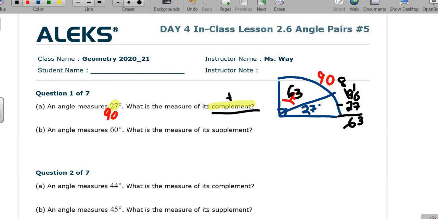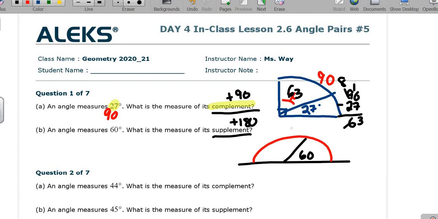Complement means adds up to 90 degrees. Two angles that add up to 90. An angle measures 60 degrees. What is its supplement? Supplement means two angles that add up to 180. So in this scenario, if this is 60, supplementary means adds up to 180. It's simply 180 minus 60, and of course the answer here would be 120.